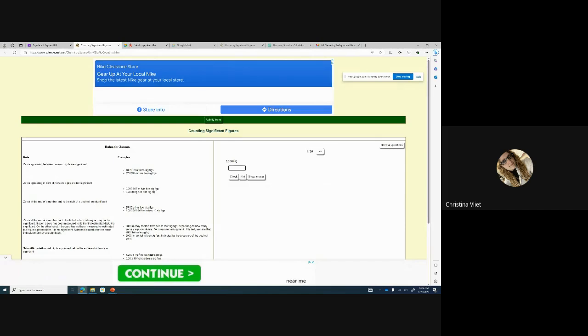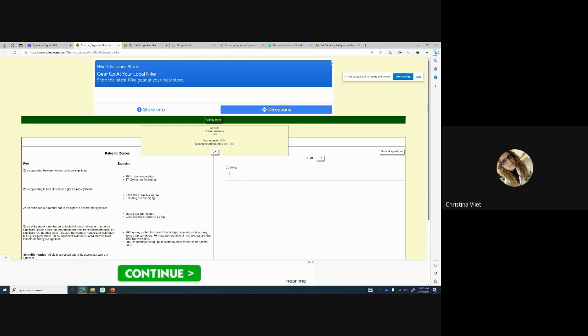It says 0.0040 kilograms. How many significant figures is 0.0040 kilograms? We know we start at the 4, and the 0 after that is significant. So the answer here is 2. So we're going to put in 2. See if I can type it. And then I hit check. It tells you correct. Your score is 100%, but you've only completed 1 out of 20 questions.